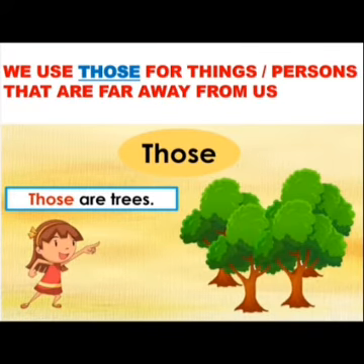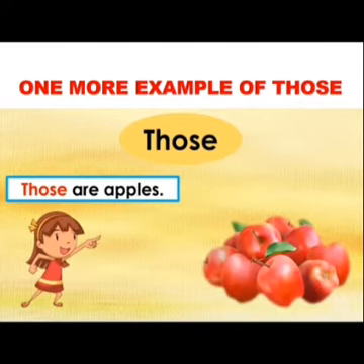We use those for things or persons that are far away from us. Now you can see there are many trees and they are far away from the girl. So what is she saying? Those are trees. Means the word those is used for the plural things and which are far away from a person. Okay? So one more example, those are apples. See, the apples are far away from the girl, so those are apples.